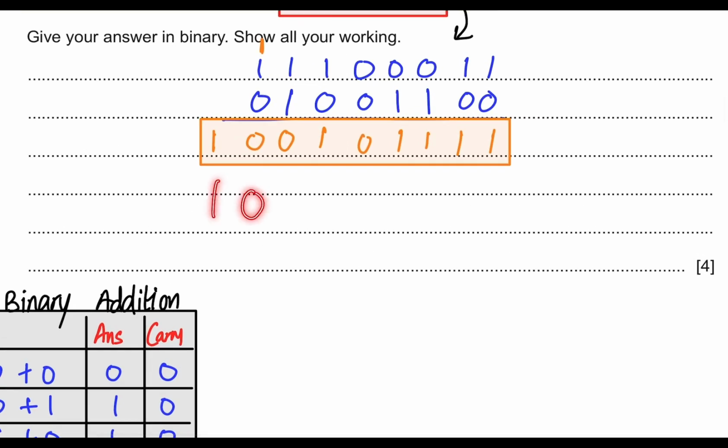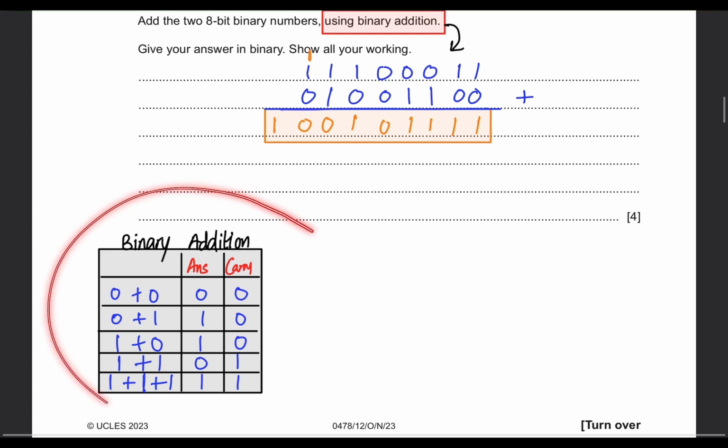1, 0, 0, 1, 0, 1, 1, 1, 1. Simply, we just did binary addition. We just performed the functions of binary addition. These rules are really important for you. Okay, you have to show the steps.